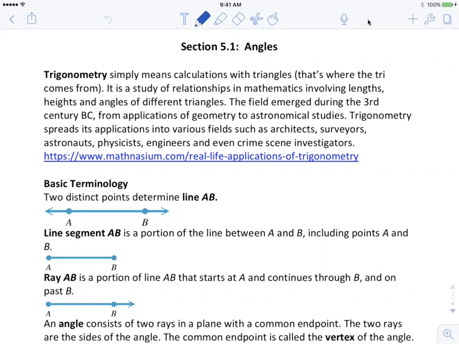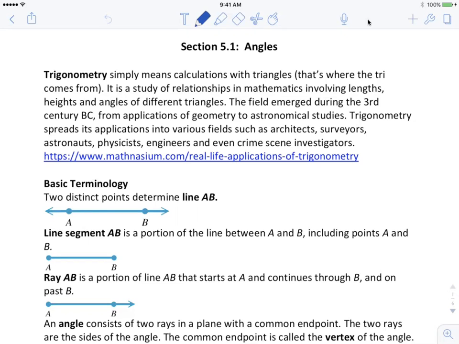The word trigonometry is derived from trigon, meaning triangle, and metry, meaning measurement. So it's triangle measurements. We're dealing a lot with calculations within triangles, which deal with sides and angles and that sort of thing. The cool thing about trig is it has a lot of applications in various fields.